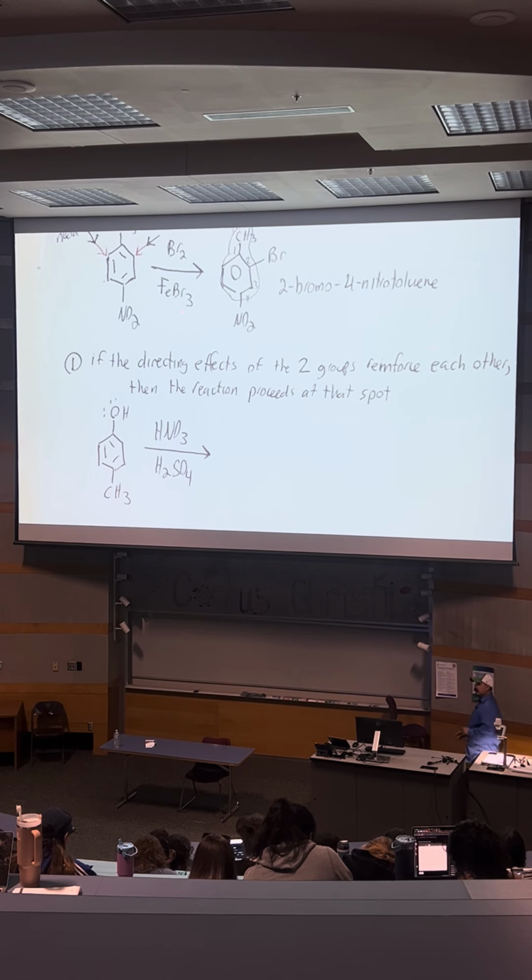Nitric acid, sulfuric acid, it's a nitration reaction. See if you can predict what the product is going to be. You might have to refer to your previous page of notes to look at the ortho, para, meta directing effects of those two groups.